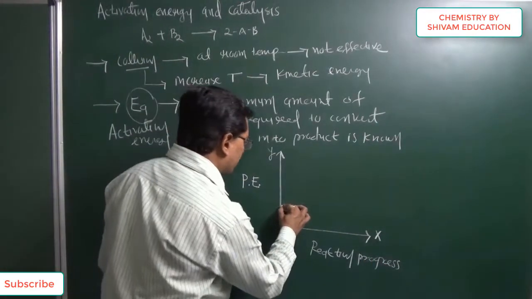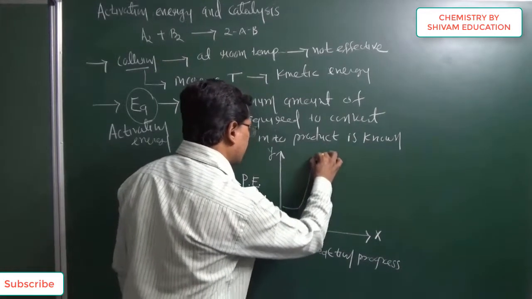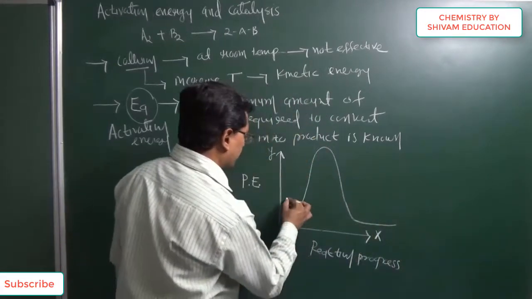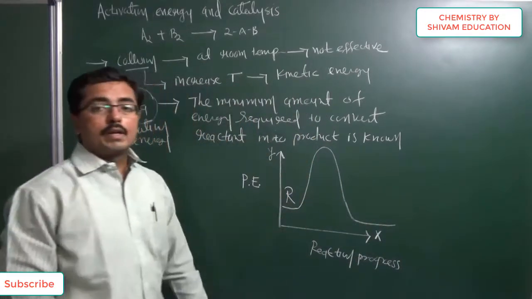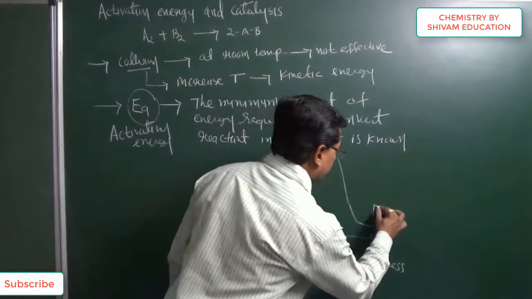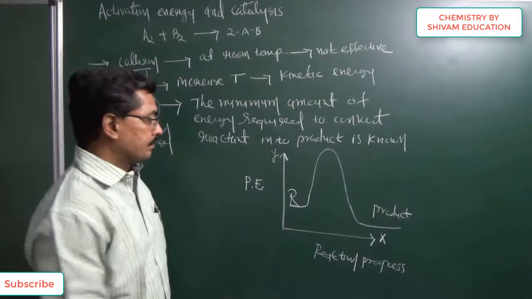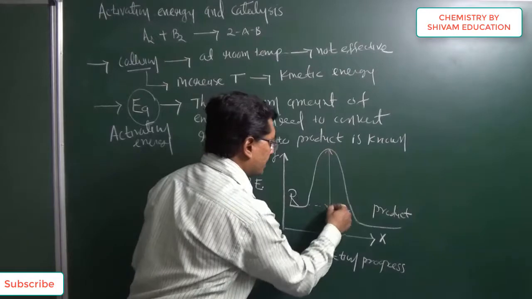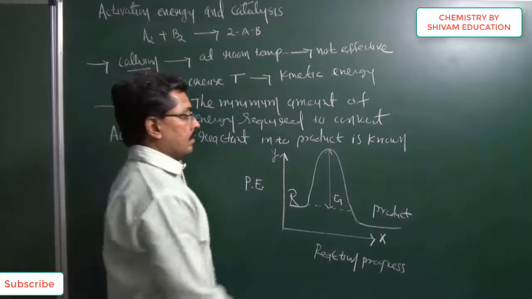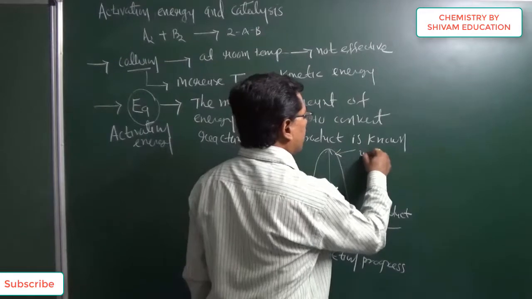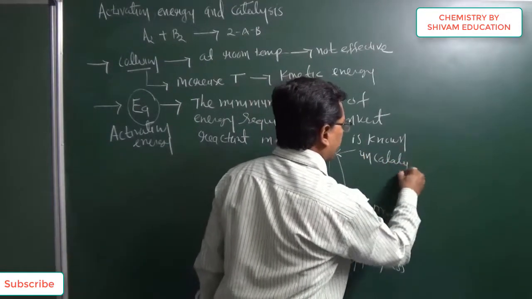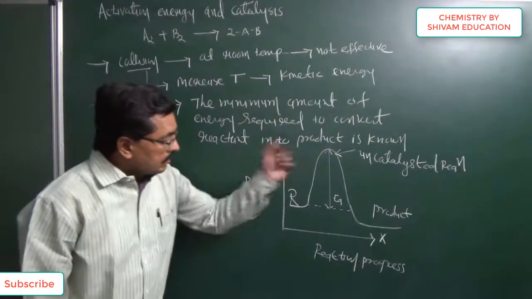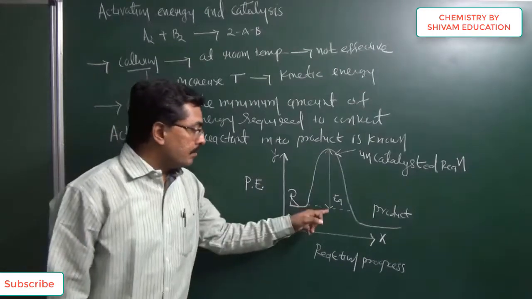Now here, for the reactant molecule in absence of catalyst, the activation energy will be high to convert it into product. So here I have taken R for reactant molecule and P for product. It is observed that the amount of energy required in absence of catalyst, this activation energy, is very high. We can write this curve for an uncatalyzed reaction.